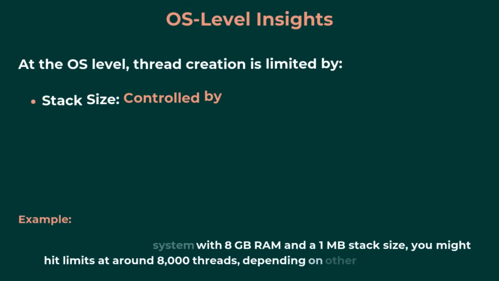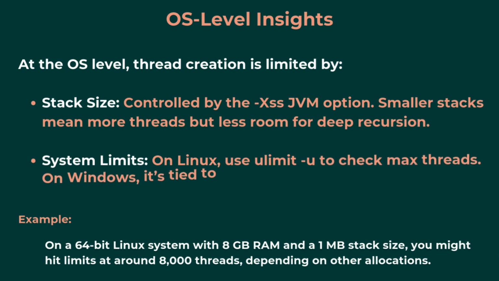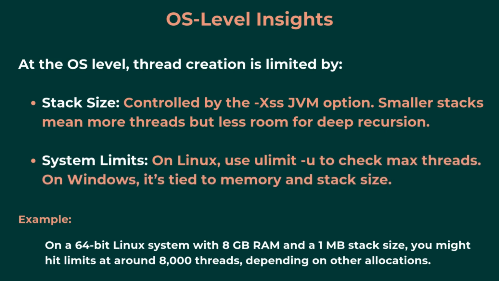So let's get into OS level insights. At the OS level, thread creation is limited by the stack size, which is controlled by the -Xss JVM option. Smaller stacks mean more threads but less room for deep recursion. Thread creation can also be limited by system limits. For example, on Linux, use ulimit -u to check the maximum threads. On Windows, it's tied to memory and stack size. For example, on a 64-bit Linux system with 8 GB RAM and 1 MB stack size, you might hit limits at around 8000 threads, depending on other allocations.